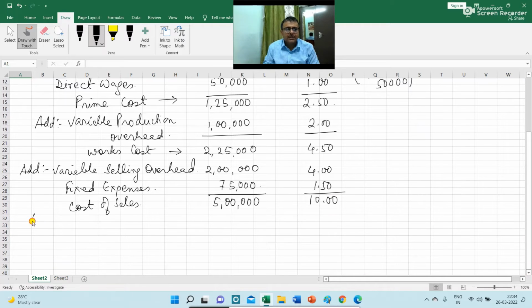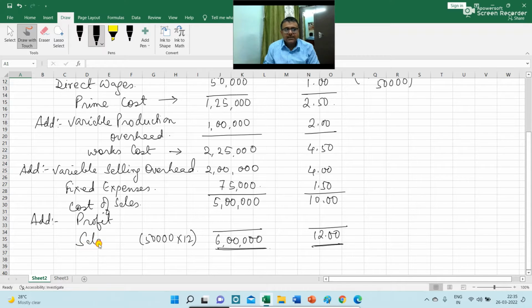It is given in the question that sales figure is rupees 6 lakh. Because selling price per unit is rupees 12. So if you multiply 50,000 into 12, you will get rupees 6 lakh. So sales is rupees 6 lakh. And the difference of the sales figure minus cost of sales is the amount of profit, which I am writing as balancing figure. So your profit is rupees 1 lakh and per unit profit is rupees 2.